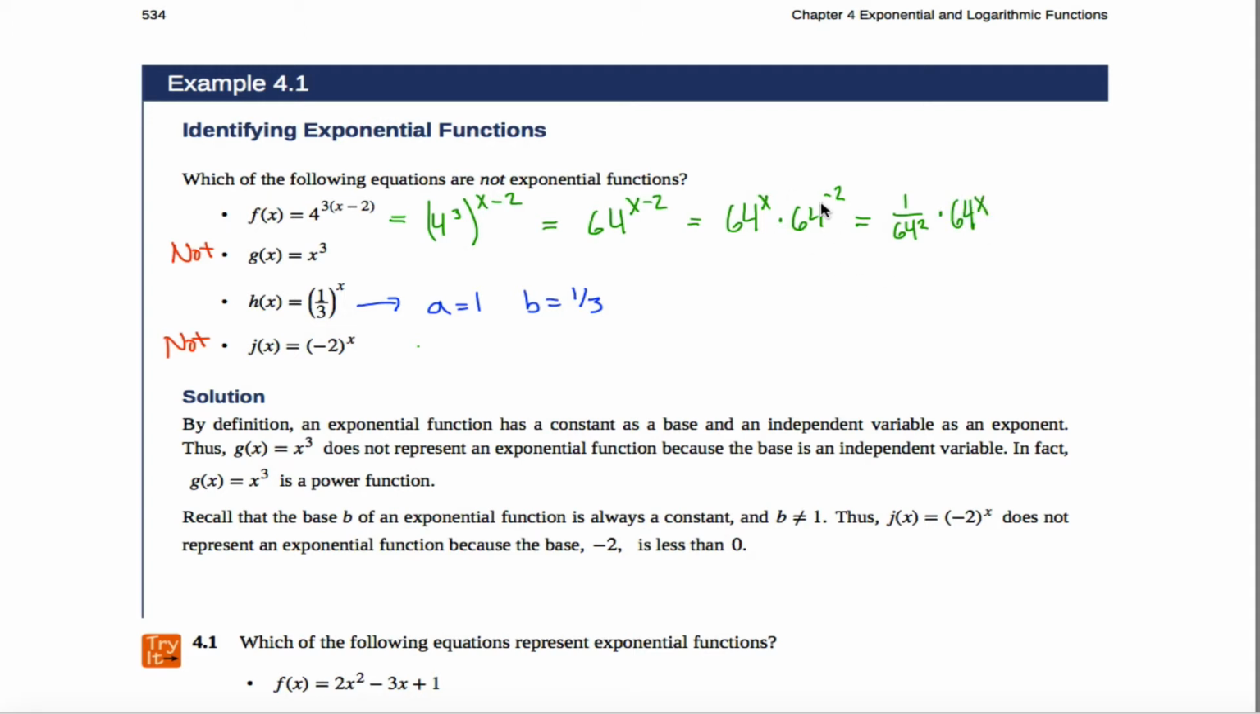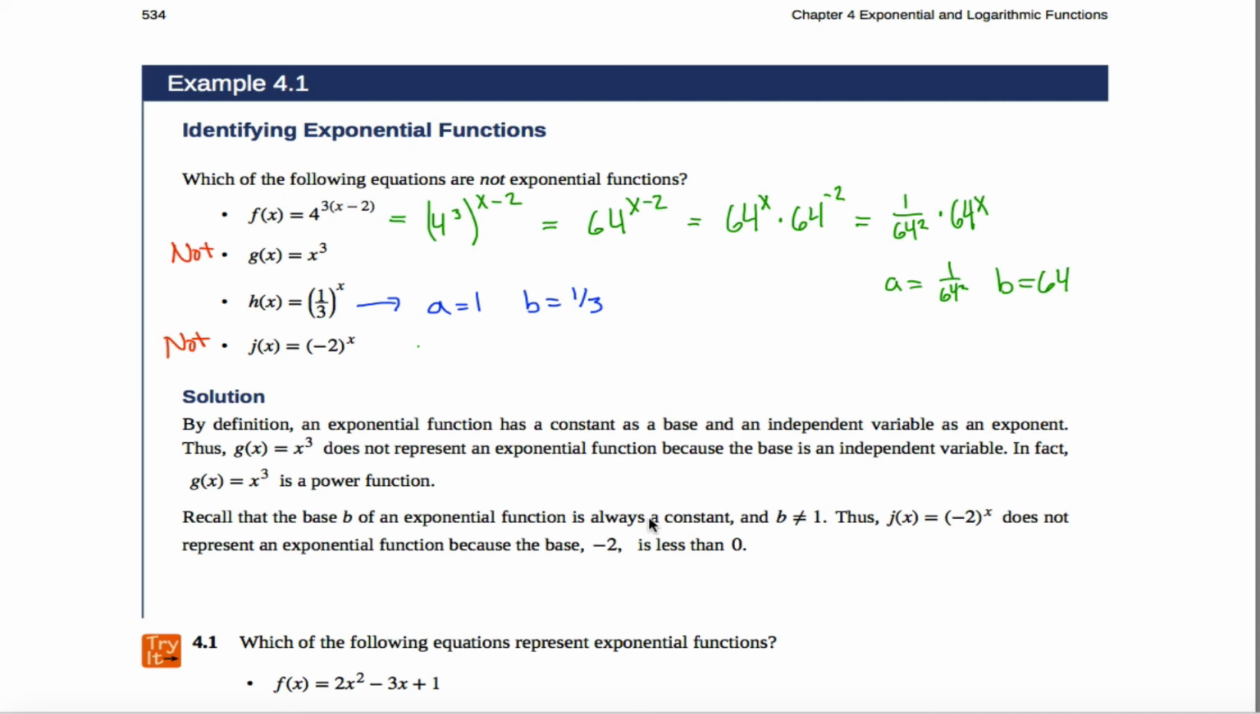So what I now have, I can rewrite this and figure out that A must be equal to 1 over 64 squared, which is equal to, I don't know, something. 512 maybe? Yeah, I don't know what that's equal to. I won't pretend I do. Definitely not 512. Some number, and B is equal to 64. And so here's the value of A and the value of B that show that this is an exponential function.